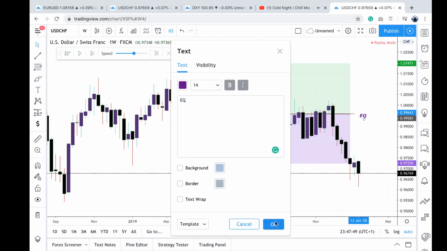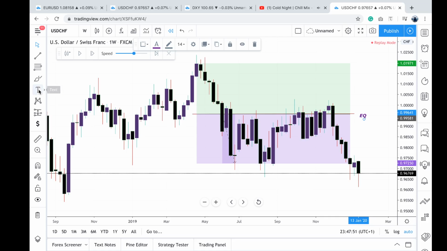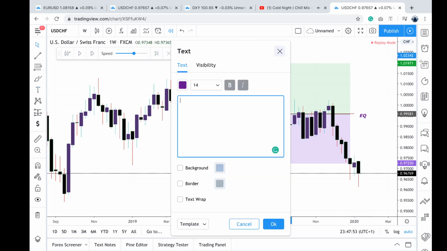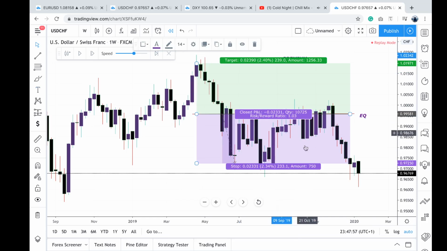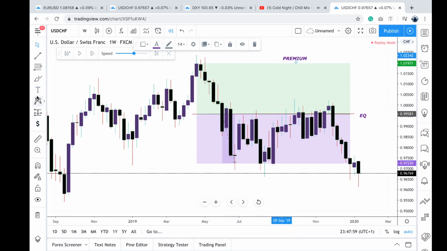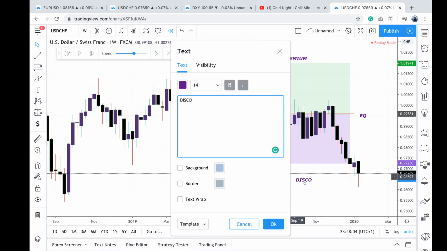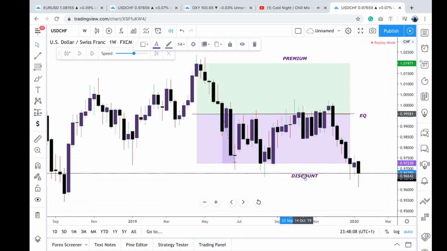EQ stands for equilibrium, and then we can label this premium. Anything inside the green box is considered premium. Then we can consider this discount. So anything inside the purple box is what we call discount. So discount level, premium level. Now we've identified the premium level, we've also identified the discount level.